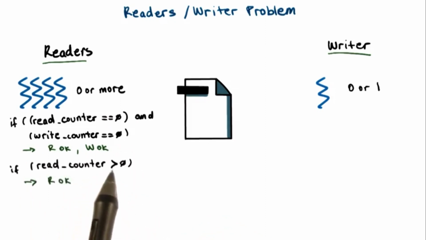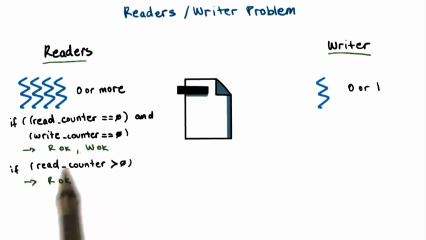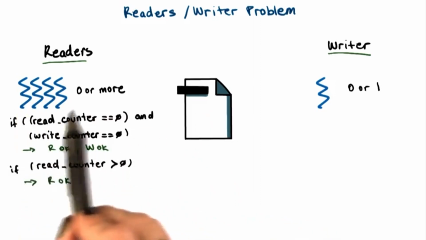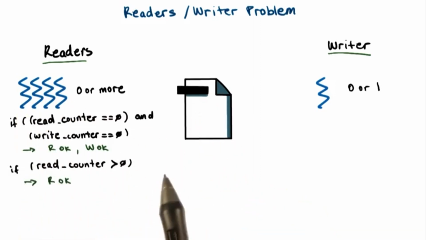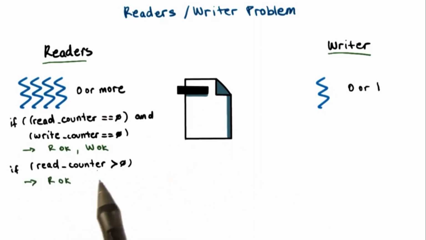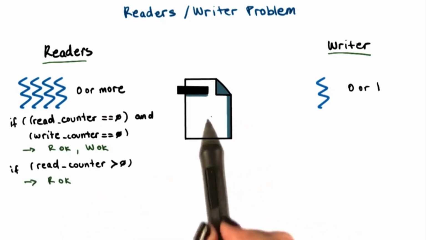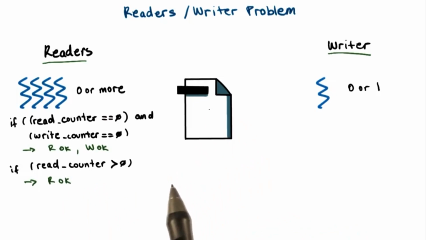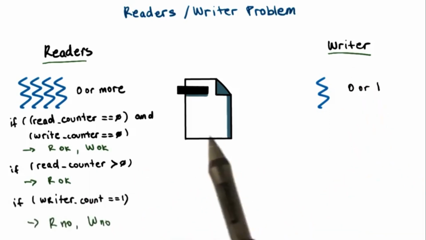As we described the problem, if the read counter is greater than 0, so if there are readers already accessing this file, it's perfectly fine to allow another reader to access the file concurrently, since readers are not modifying it, so it's perfectly okay to grant that request. And then finally, if there is a writer that's performing an access to the resource, then we cannot allow either the reads or the writes.